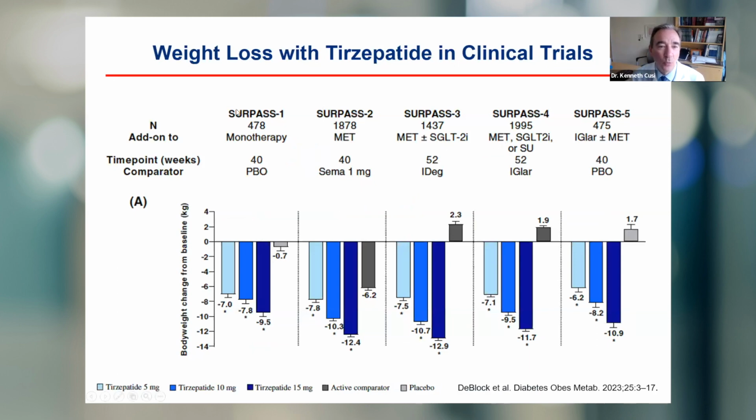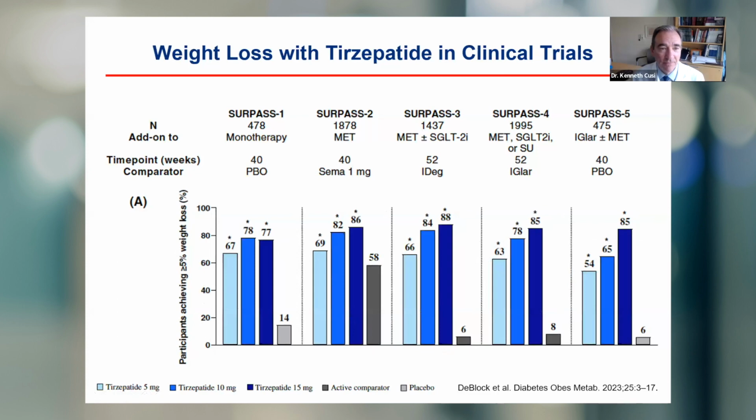These are the results on weight, just to give an idea. And these SURPASS trials are all in people with diabetes. You get reductions of 9 to 12%, and even more in people with obesity. And you can see that now the vast majority of people, 80% up to 88%, are achieving significant reductions in body weight. The drug is now about to be approved for the treatment of obesity. It's approved for the treatment of type 2 diabetes.